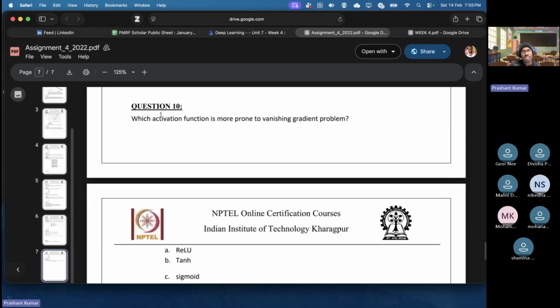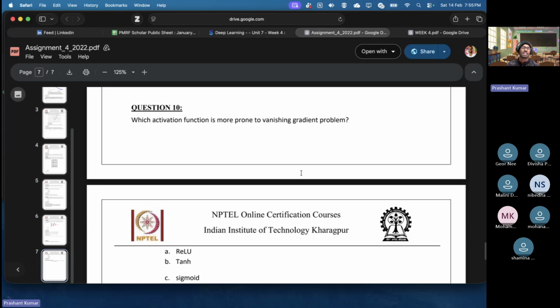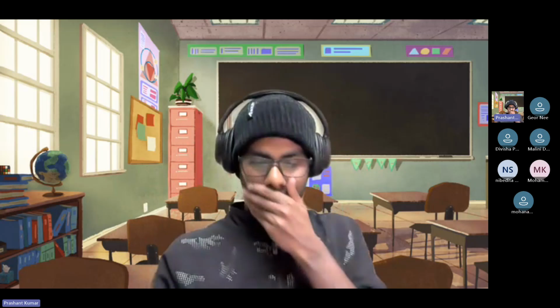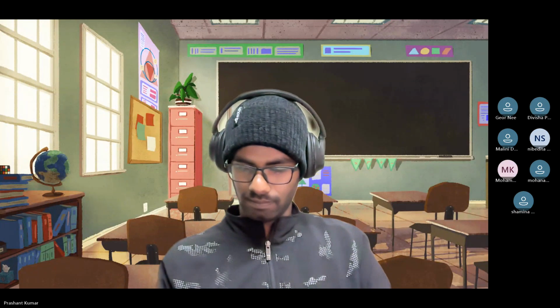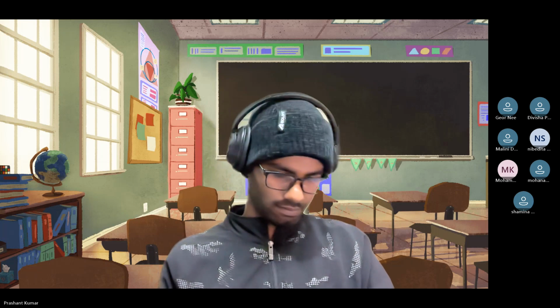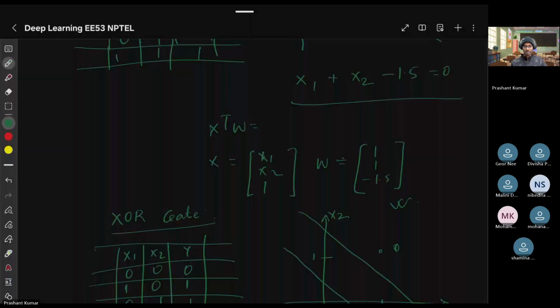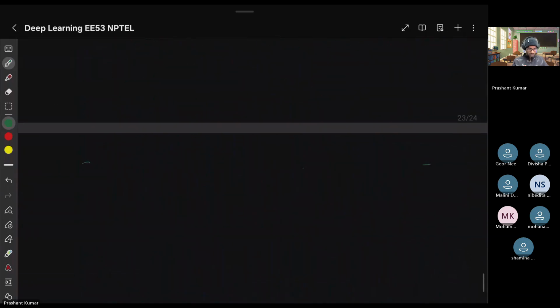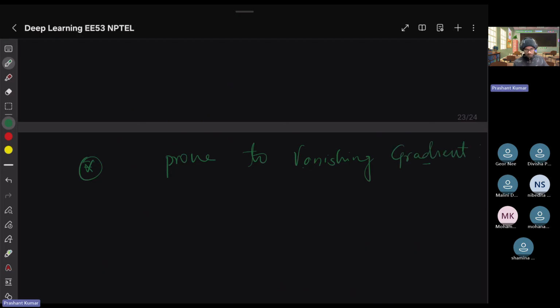Which activation function is more prone to vanishing gradient problem? Okay, I will come to this. Just see the options for right now: ReLU, TANH, sigmoid, and threshold. Okay, let me stop sharing and come to this. The question is, which one is prone to vanishing gradient? I mean, this question should come later, but okay.